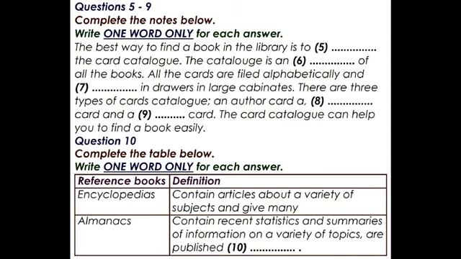Indexes are alphabetical lists of names, titles and subjects that tell where information about each can be found in other publications. For example, the Reader's Guide to Periodical Literature can help you find magazine articles that have been published about a particular subject. It will give you the names of publications that have carried articles about the subject, the dates and volume numbers of the particular issue in which the articles appeared.